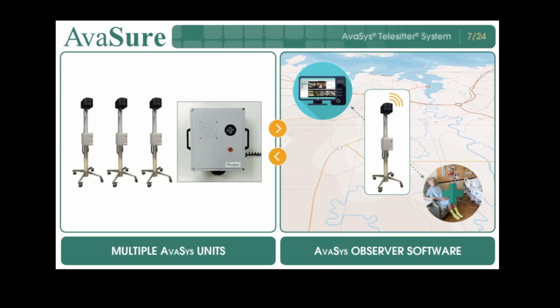These AvaSys units allow multiple patients to be monitored and communicated with by the monitoring staff while still providing privacy when needed. The video and audio is only transmitted through the hospital's secured network and is not recorded nor visible to the public. This is so we can protect our patients' privacy and ensure compliance with HIPAA.